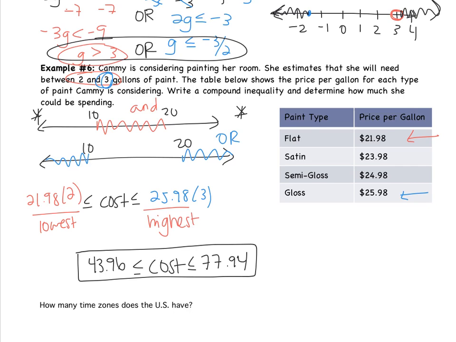So I know that might have been a little bit of a confusing explanation. If that's the case, please make sure you star this one and you make sure to ask either myself or your teacher tomorrow. So a quick little trivia. How many time zones does the United States have? So write down your guess.